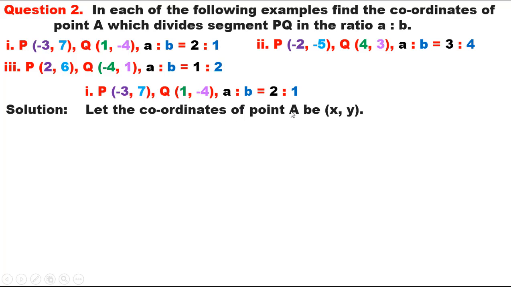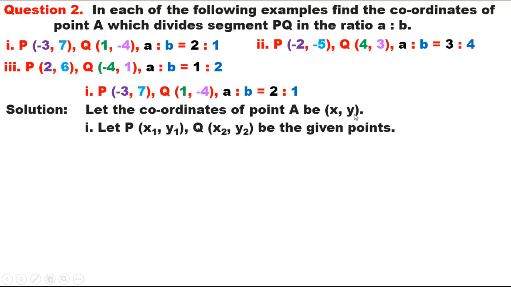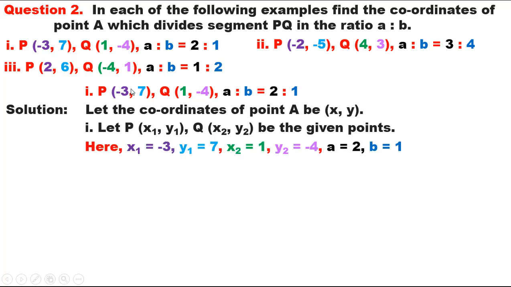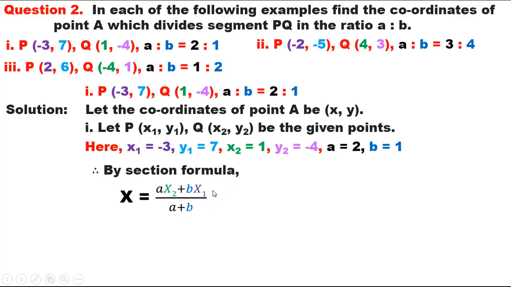Solution. Let the coordinates of the point A be (x, y). Let the point P be (x1, y1) and Q be (x2, y2). Here x1 is equal to -3, y1 is equal to 7, x2 is equal to 1 and y2 is equal to -4, and a is equal to 2 and b is equal to 1. By the section formula we get x is equal to a x2 plus b x1 divided by a plus b. 2 into 1 plus 1 into -3 divided by 2 plus 1 is equal to 2 minus 3 upon 3 is equal to -1 upon 3.